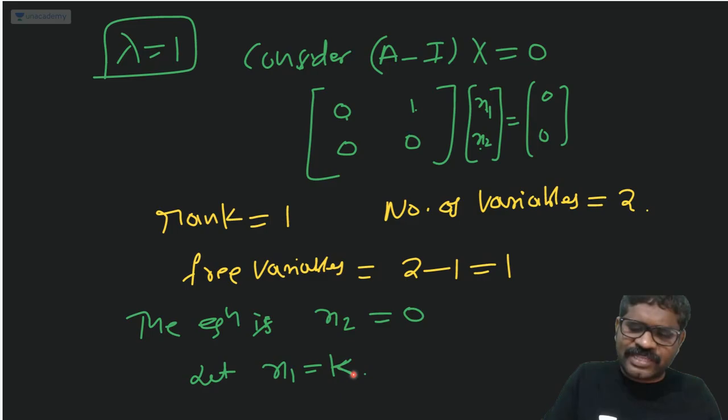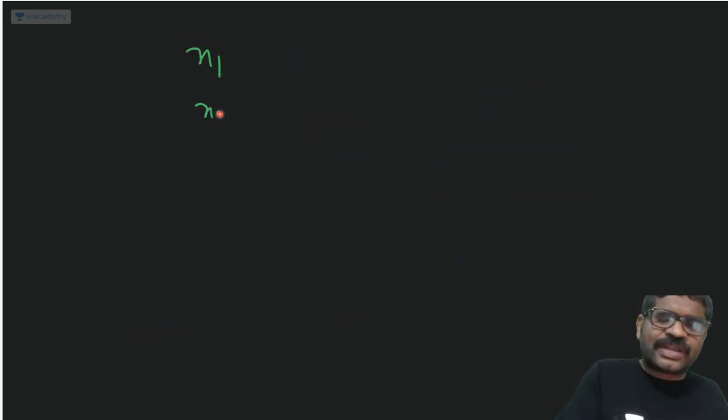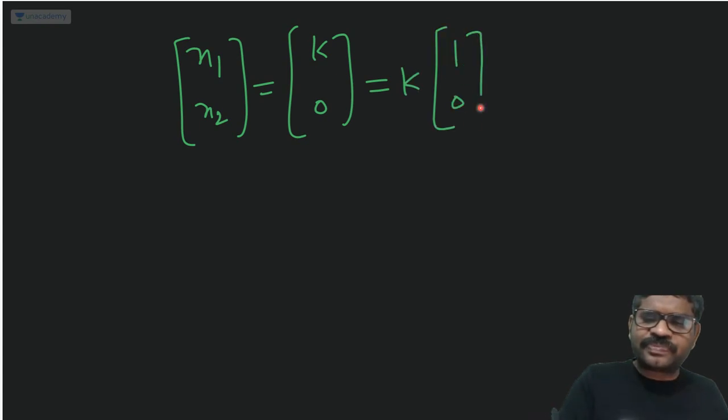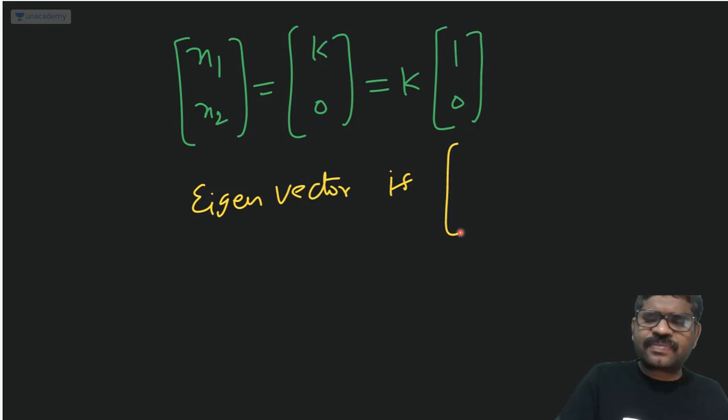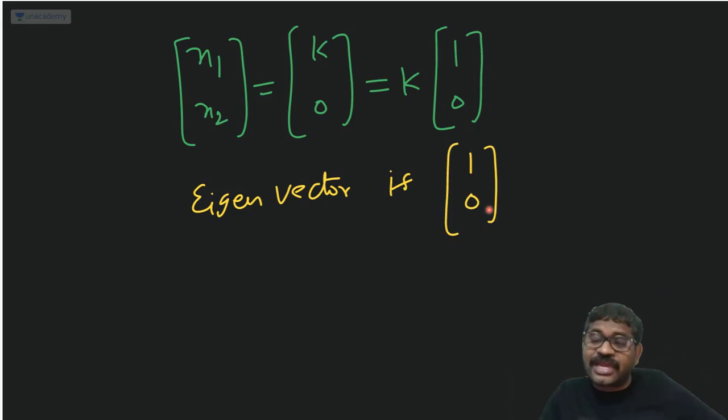If x1 is k, now (x1, x2) is (k, 0). So k multiplied with (1, 0). Now the eigenvector is (1, 0). The eigenvector is (1, 0). Understood?